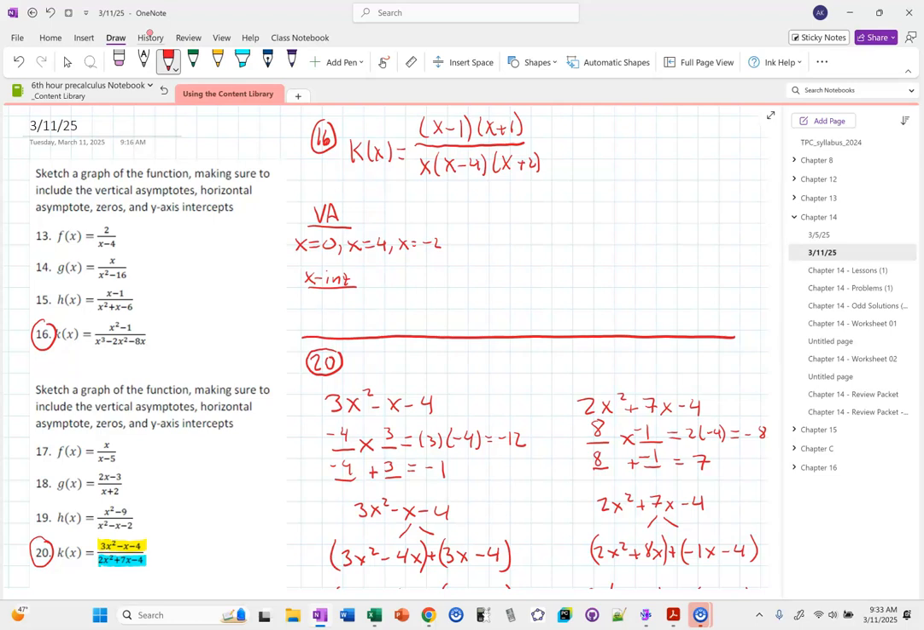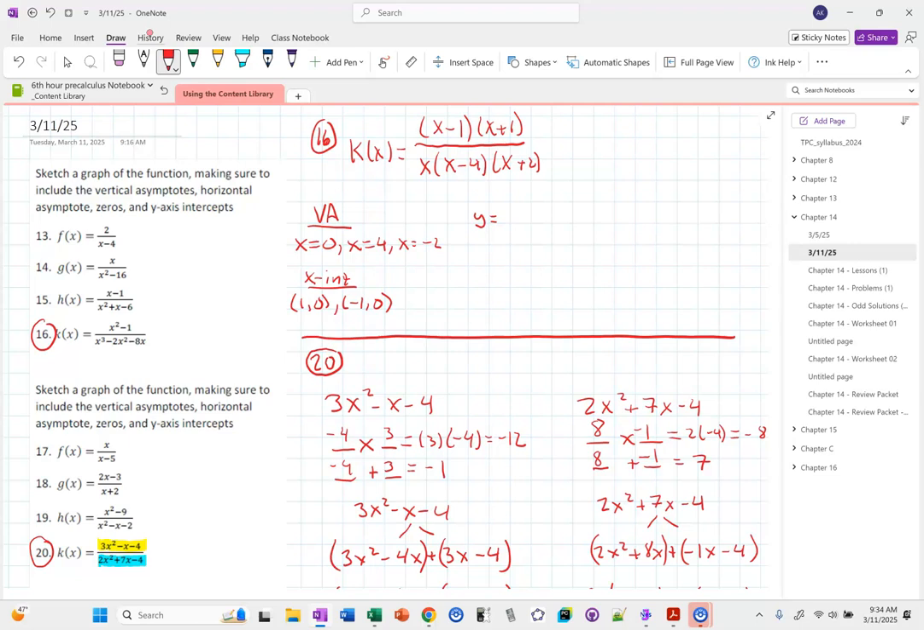To find the x-intercept, we set the numerator equal to 0, so we'll get (1, 0) and then (-1, 0). Everybody feel good there? Nothing too tricky.